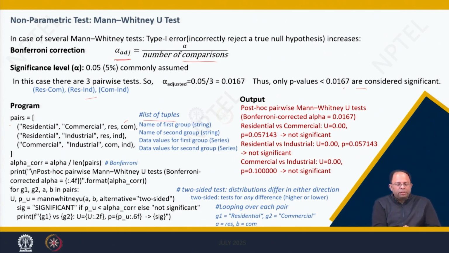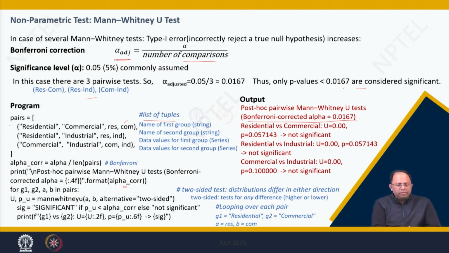Now what we are doing is the Bonferroni correction. We take the alpha value divided by the number of groups, which in this case is 3. So we get that value. We can print that, and as you can see, it is printed. Bonferroni correction is 0.0167. And then we are printing the post hoc pairwise Mann-Whitney U-test Bonferroni corrected alpha, using this f-string with the value of alpha, that correction value, and that is what is getting printed over here.